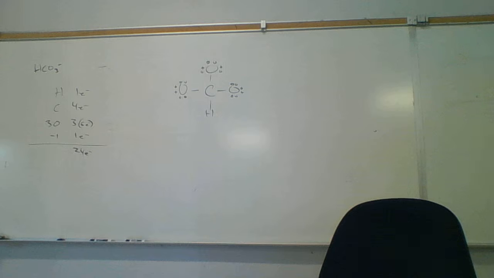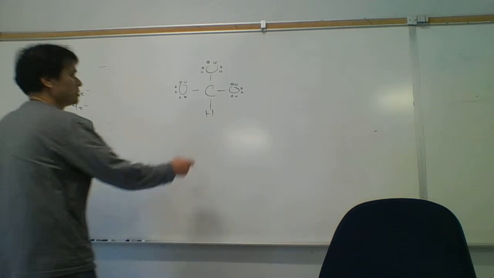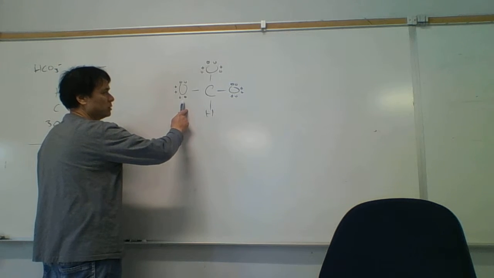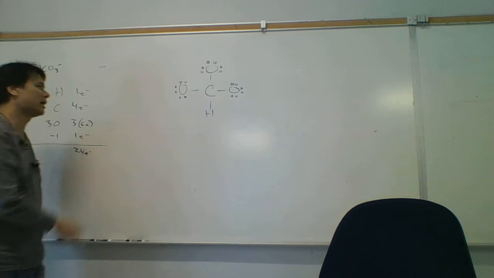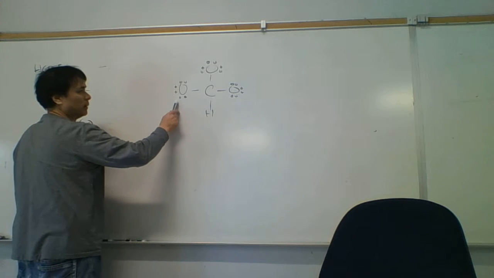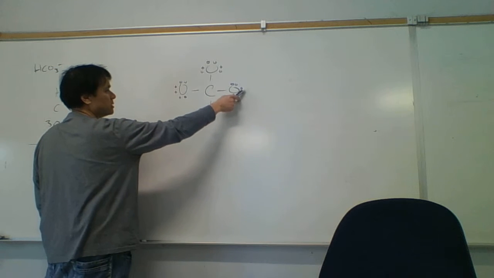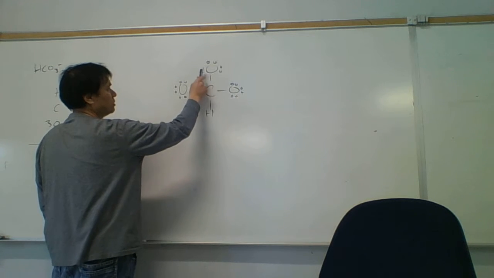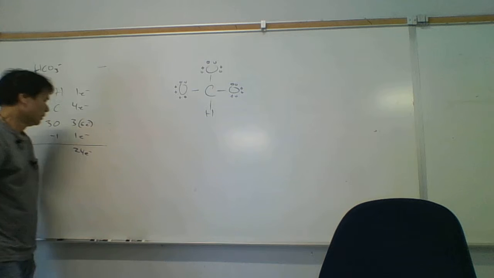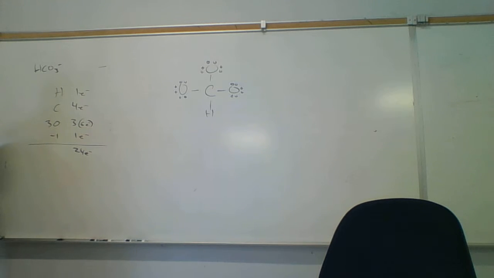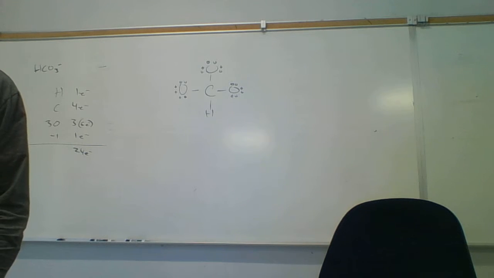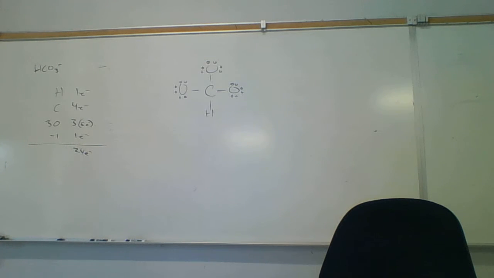Step 4, calculate the number of valence electrons in the tentative diagram and compare it with the actual. We're going to count the number of electrons in our Lewis structure and compare it to how many we're supposed to have. So I have 2, 4, 6, 8, 10, 12, 14, 16, 18, 20, 22, 24, 26. I have 26 electrons, and that's too many because I'm supposed to have only 24. So somebody has to lose.